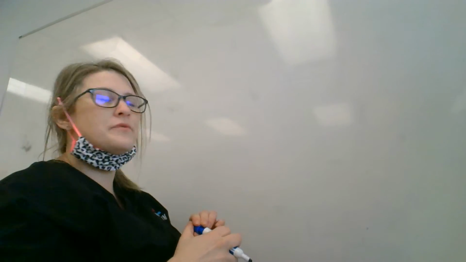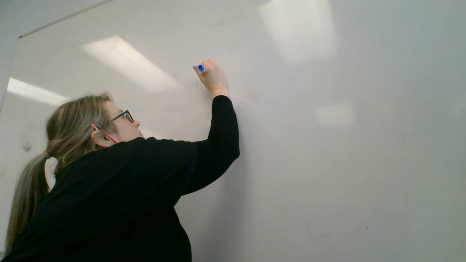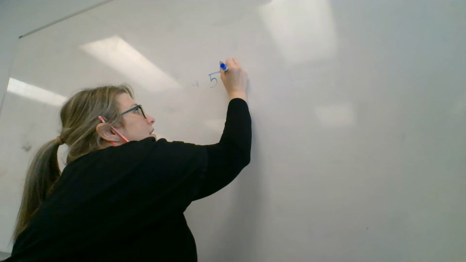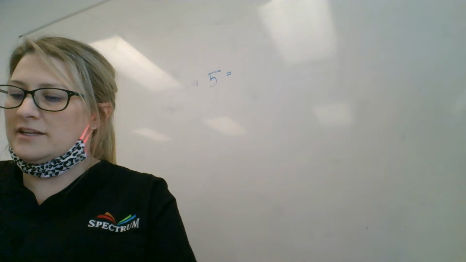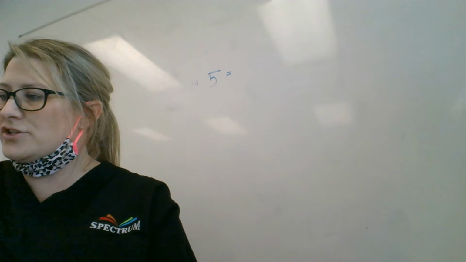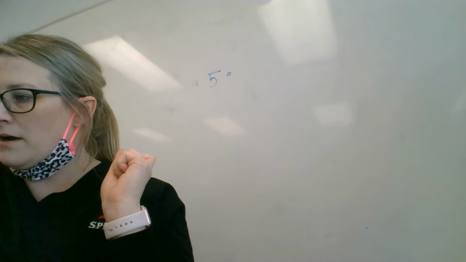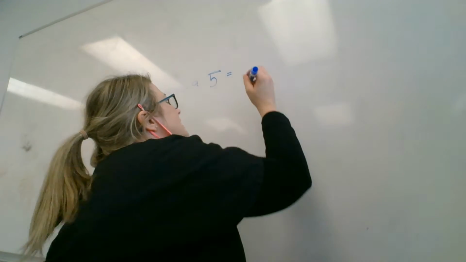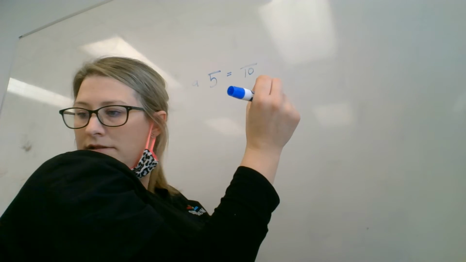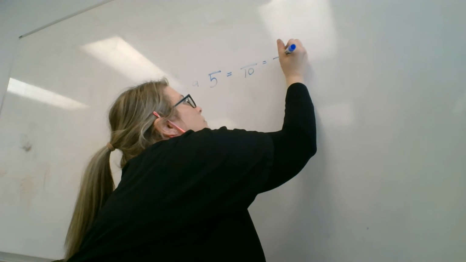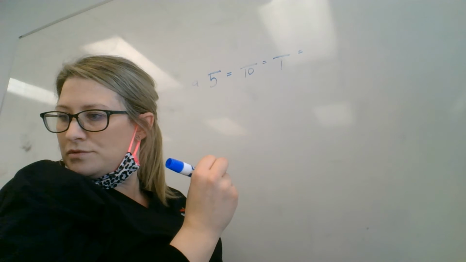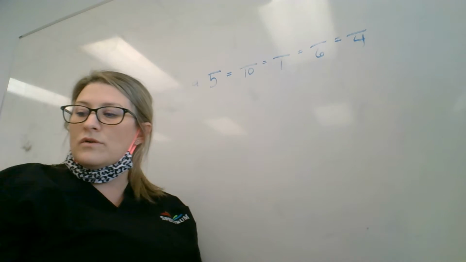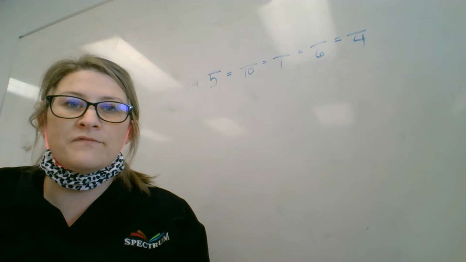All right, part 3. My marker's starting to run out. 5 is equal to, now these are whole numbers that we are trying to find equal fractions for. 5 equals blank over 10, equal to blank over 1, equal to blank over 6, equal to blank over 4. So that is a lot of fractions that 5 could be equal to.